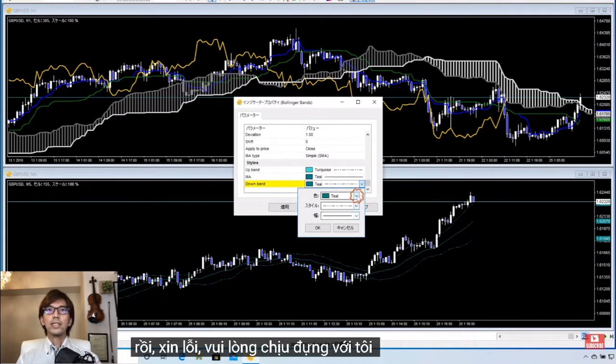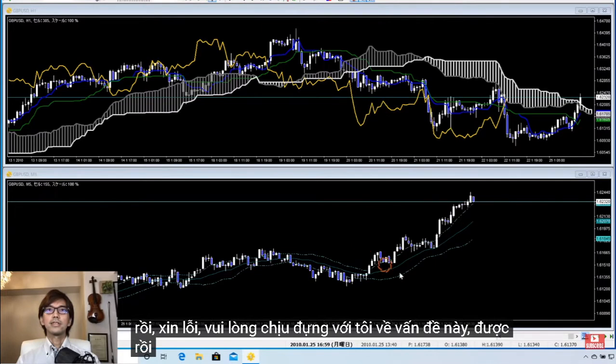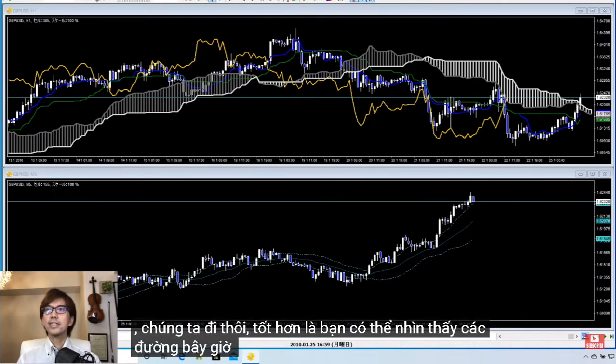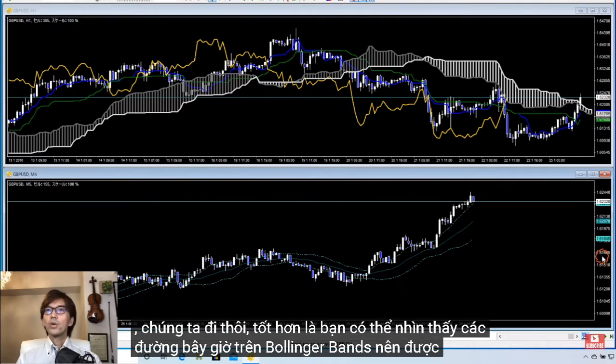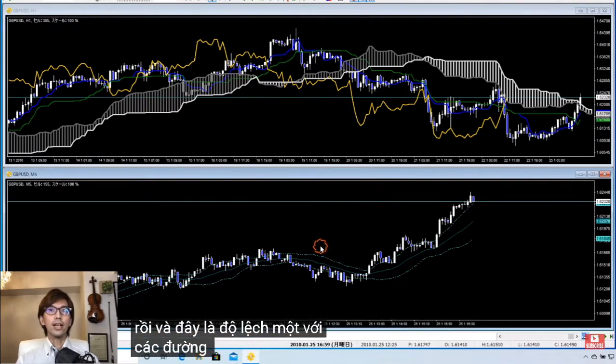Okay, sorry, please bear with me on this one. Okay, there we go. Is it better? You can see the lines now on the Bollinger Bands. And this was deviation 1 with these dotted lines.